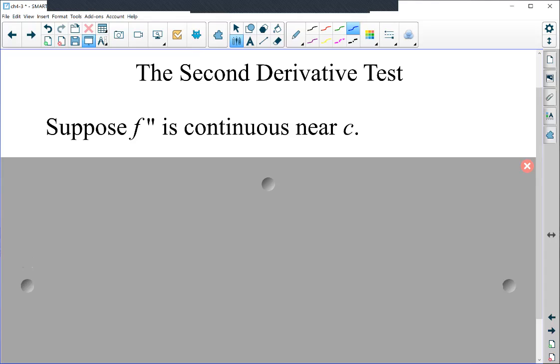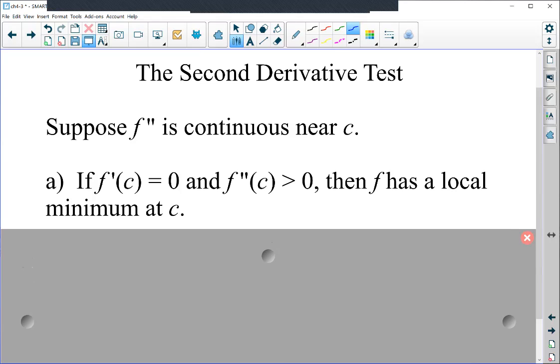Suppose our second derivative is continuous near some value c. If f prime of c is 0, so if c is a critical value, and the second derivative is positive, so it's concave up, we have a minimum value at c. And so if you think about that concave up, it's like a parabola, and that vertex would be a minimum.